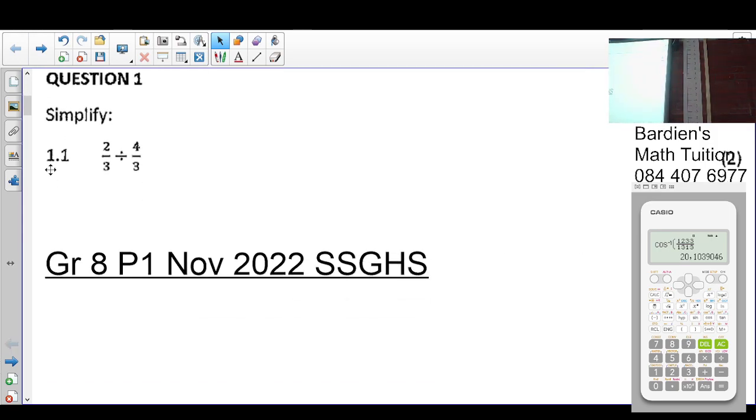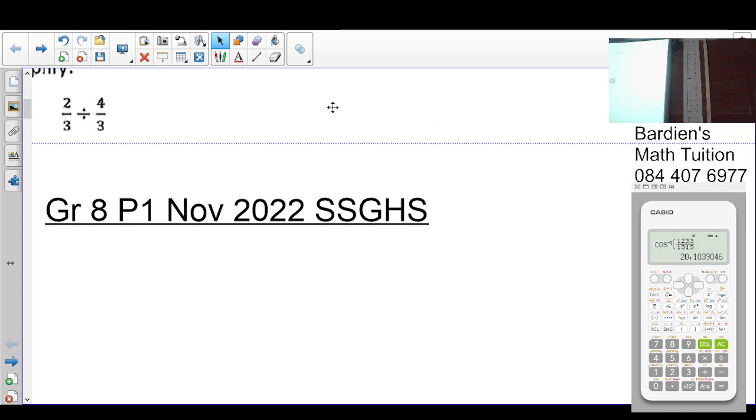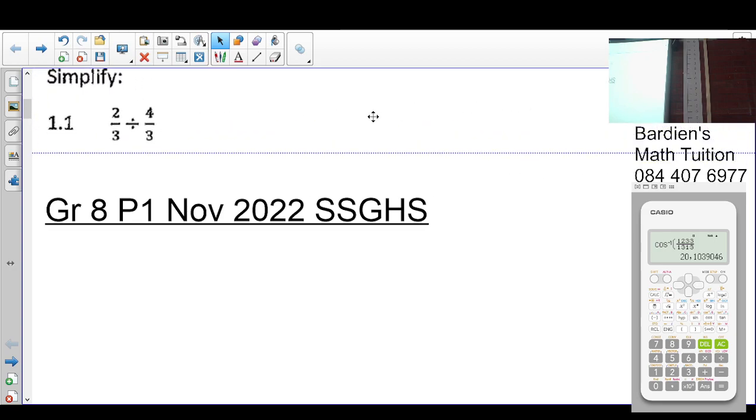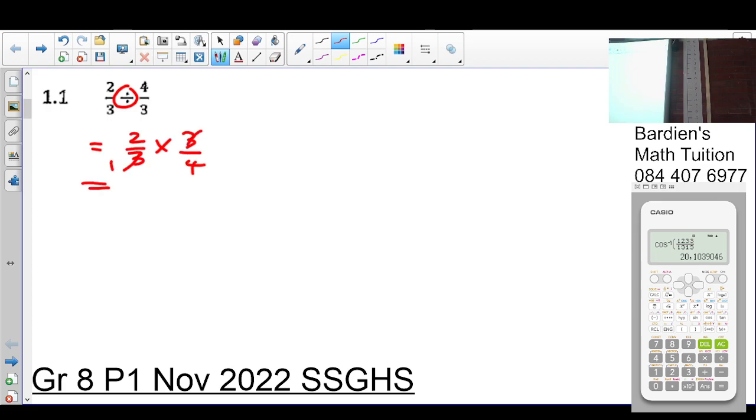The first question says simplify. We'll start off by saying you're going to change that to multiplication. So it's 2 over 3 multiplied by 3 over 4. 3 going into 3 once, 3 going into 3 once. 2 going into 2 once, 2 going into 4 twice. As you can see, the 2 is in the denominator. 1 times 1 is 1, 1 times 2 is 2.